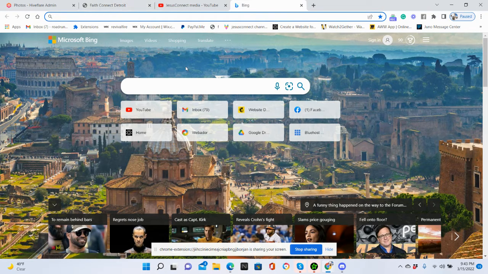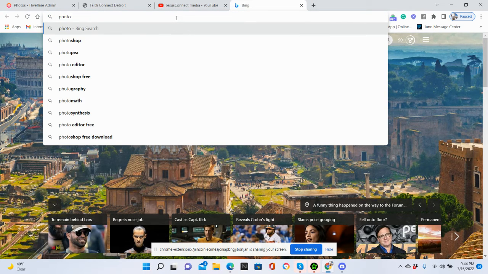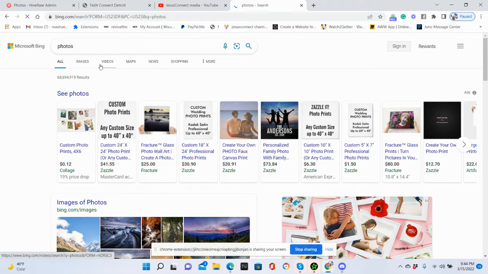Now, what was I going to do? Look up photos. I want to show you this logo he made. It's pretty cool, actually. I hope it's in my photos. I don't know.